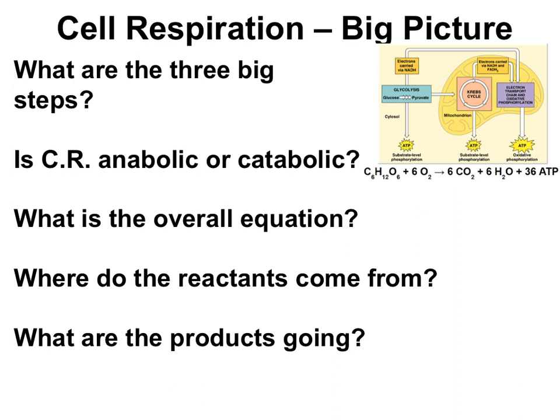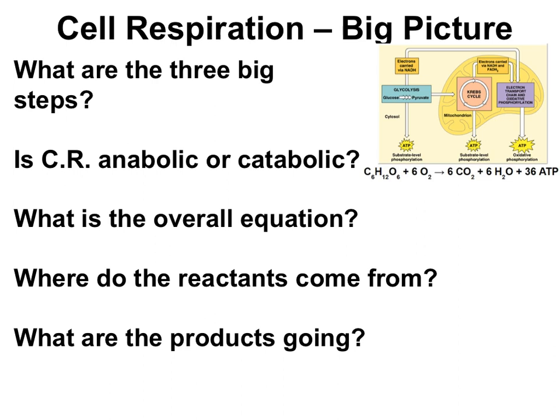Remember, the three big steps of aerobic cell respiration are glycolysis, the Krebs cycle, and the electron transport chain. Since cellular respiration is breaking down glucose, cellular respiration overall is considered catabolic. The overall equation of cell respiration is shown here. Glucose plus 6 oxygens react together to give 6 carbon dioxides, 6 waters, and 36 ATPs. The amount of ATP can vary based on the organism and conditions of the cell, but we're just going to go with 36 to make things easiest.